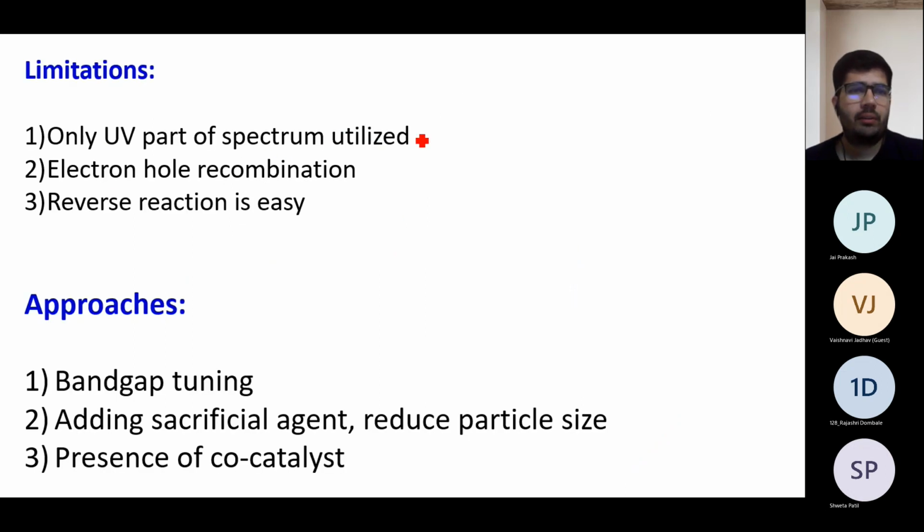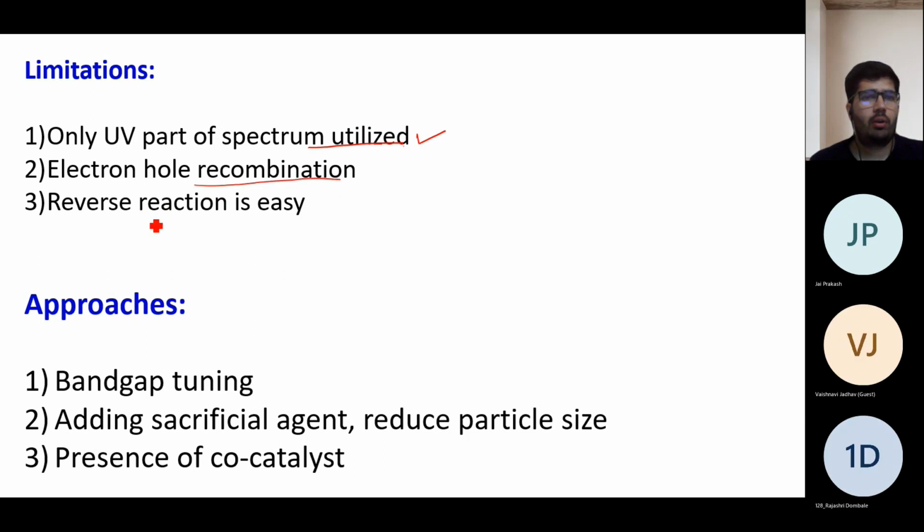So these are the limitations. Only the UV part of the spectrum is utilized, as we have seen, because the band gap is 3.2 electron volts for titanium oxide, so only the UV part of the spectrum will be utilized. The second one is electron-hole recombination. If your system is not optimized enough, then the recombination will occur.